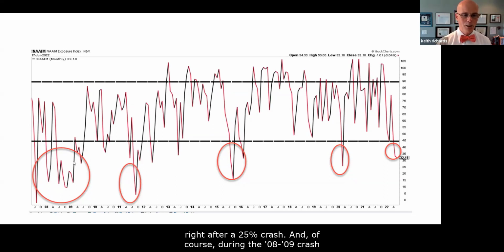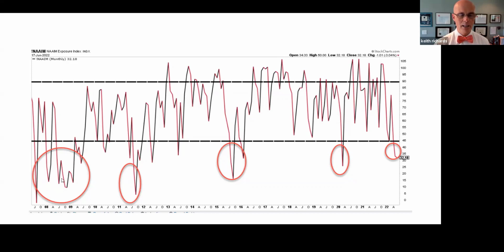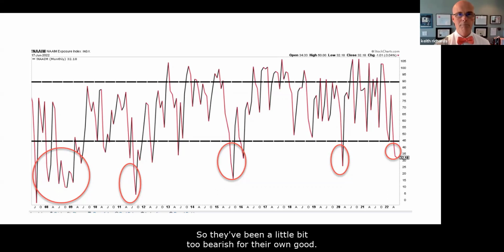And of course, during the '08, '09 crash, investment managers were underexposed. So we were seeing overexposure during 2021, and now we're seeing underexposure, and that again is a good indication that the average investment manager is typically wrong. So they've been a little bit too bearish for their own good.